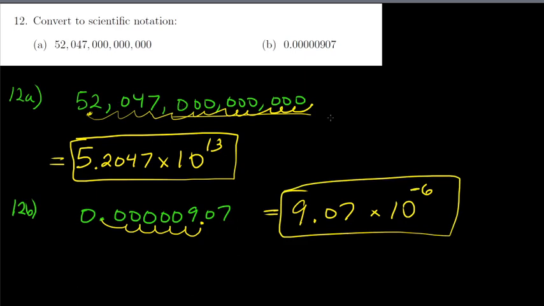Right. Part A was a big number, so we get a positive exponent. Part B was a small number. And, you know, what constitutes being a small number? Anything less than 1 is going to be small. And this is way less than 1, right? So, yeah, negative exponents for that. Okay, so that's number 12.